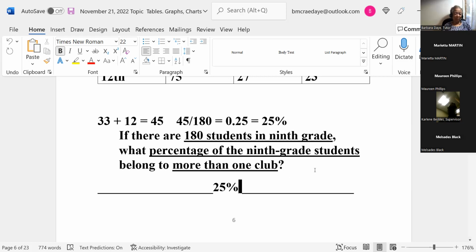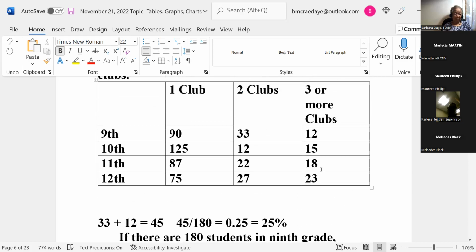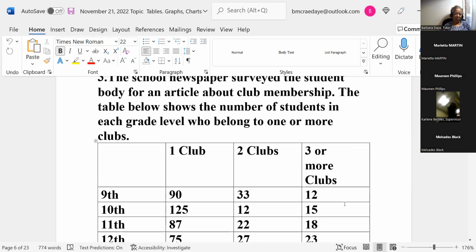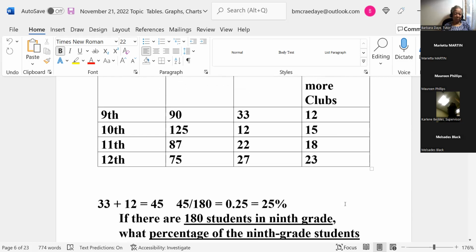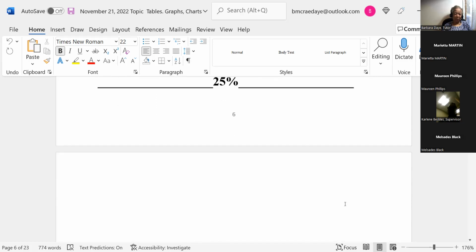25% of the ninth grade students belong to more than one club. So you had to look at the table, look at the ninth grade row, and 90 in one club. So more than one club would be the 2 clubs and the 3 or more clubs. So it'd be 33 plus 12, 45. What percent 45 is of 180? And that's 25%. Any questions on that problem? Number 3. No. Okay, so that's number 3.